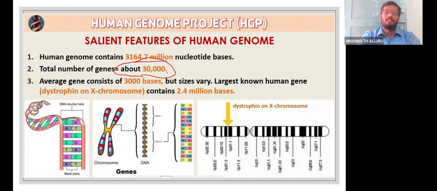No, sir. Around 1 lakh. Am I right? More than 1,25,000 genes were actually estimated, but only 30,000 genes were found in our body. On average, each gene has around 3,000 bases, but that is only an average. Some are much bigger, some much smaller. Best example: dystrophin on the X chromosome, which has around 2.4 million bases.